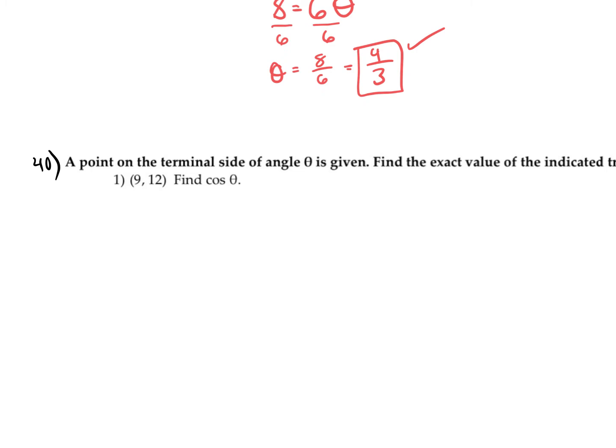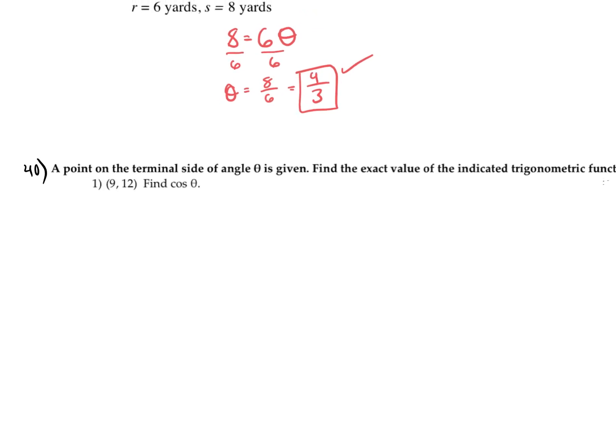All right, 40 was from our last chapter. So a point on the terminal side of angle theta is given. Find the exact value of the indicated trig function. So this would be to the right 9, up 12. So 9, 12, this would be our point here. It's asking us to find cosine, which cosine we know is adjacent over hypotenuse. So we have the adjacent, we just need to find the hypotenuse. So what can I do to find the hypotenuse?